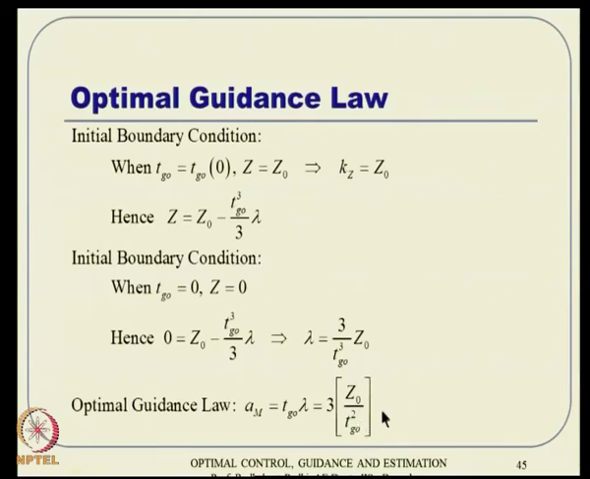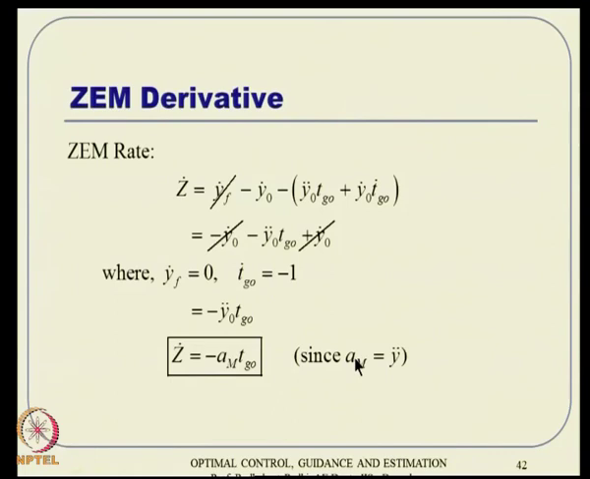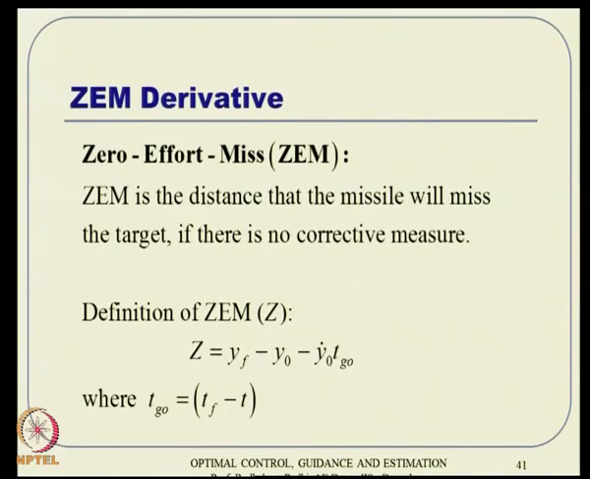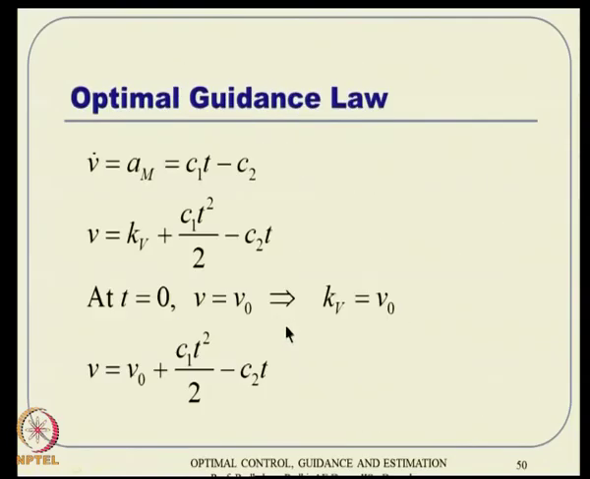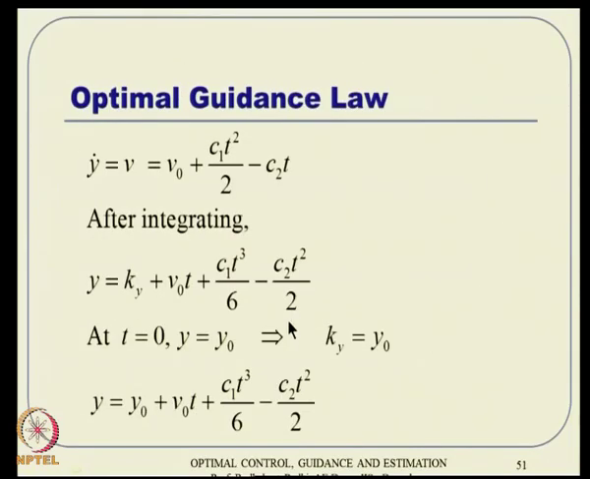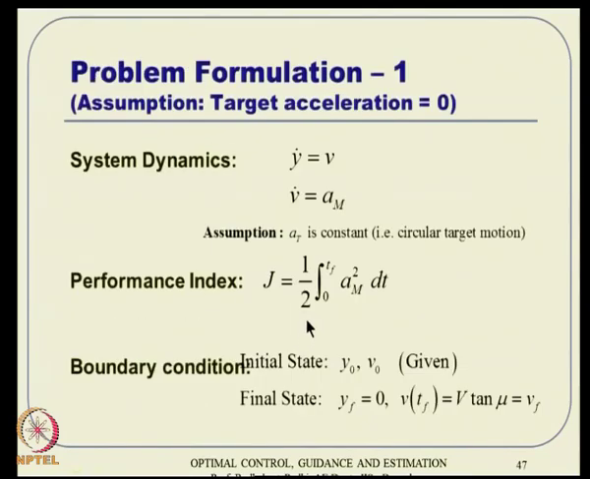If you somehow compute this z naught, by definition z is like that, so z naught is obtained when you put in all these initial values of T go and so on. If you compute z naught, that is, at every instant you compute the ZEM, that is your current value of ZEM, and then put it there, and you will get what you want.